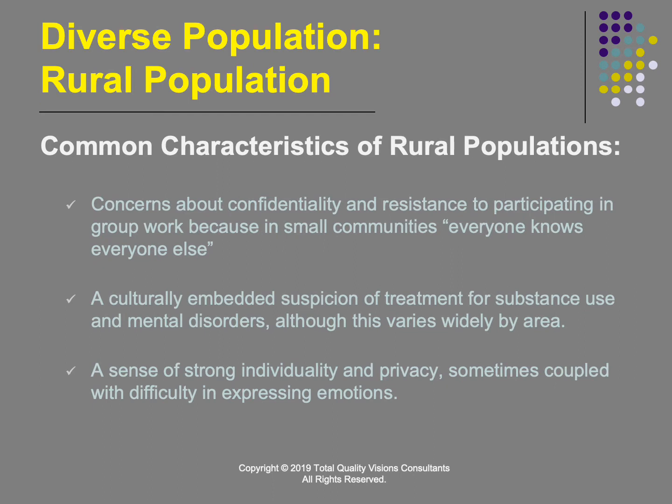Diverse populations, rural populations. Common characteristics of rural populations: concerns about confidentiality and resistance to participating in group work because in small communities, everyone seems to know everyone else. A culturally embedded suspicion of treatment for substance abuse and mental disorders, although this varies widely by area, and a sense of strong individuality and privacy, sometimes coupled with a difficulty in expressing emotions.